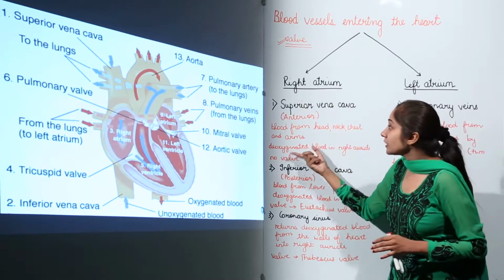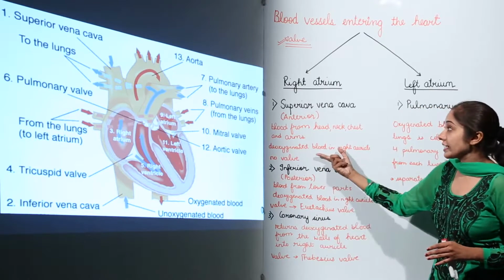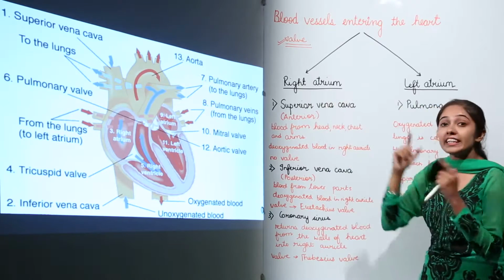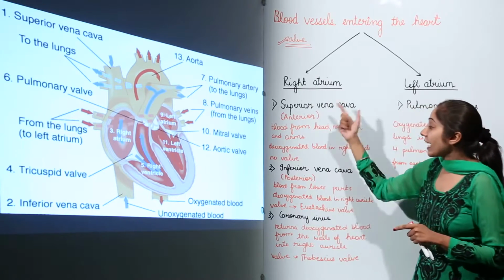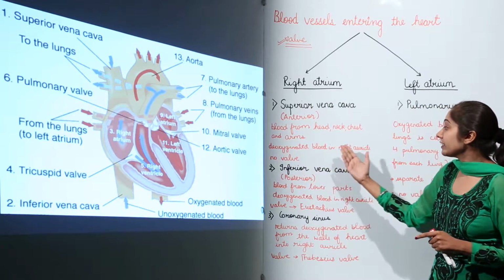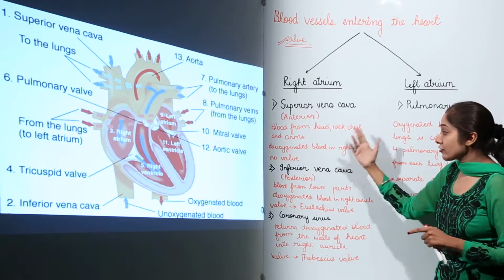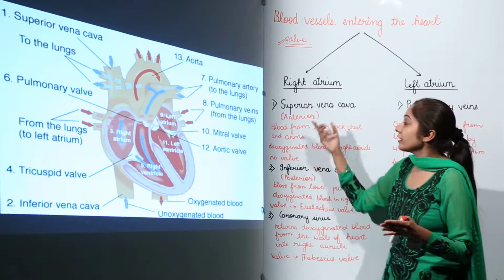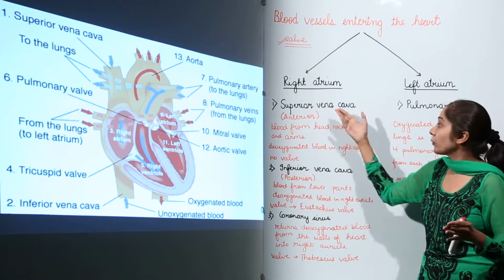And the blood is what? It is deoxygenated. I told you that the right part of the heart is linked with deoxygenated blood. So it carries deoxygenated blood into the right atrium, and it has no valves, right? There is no valve which regulates the superior vena cava.